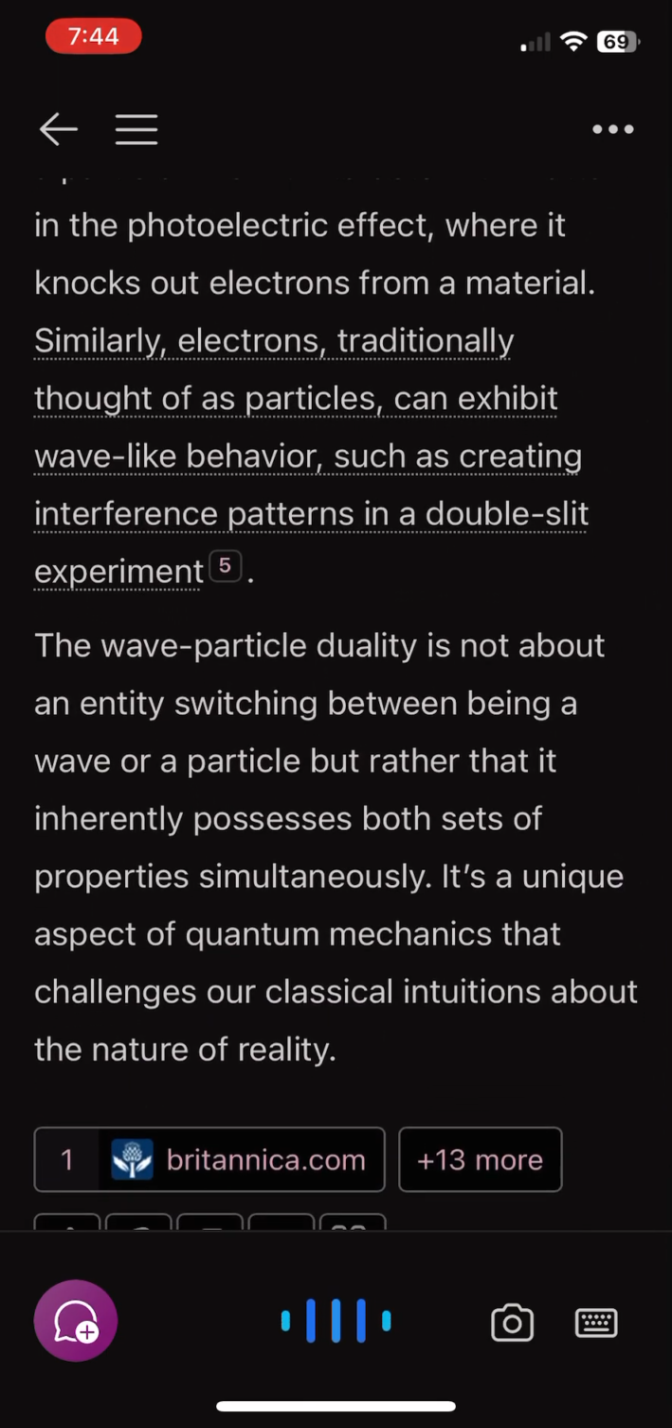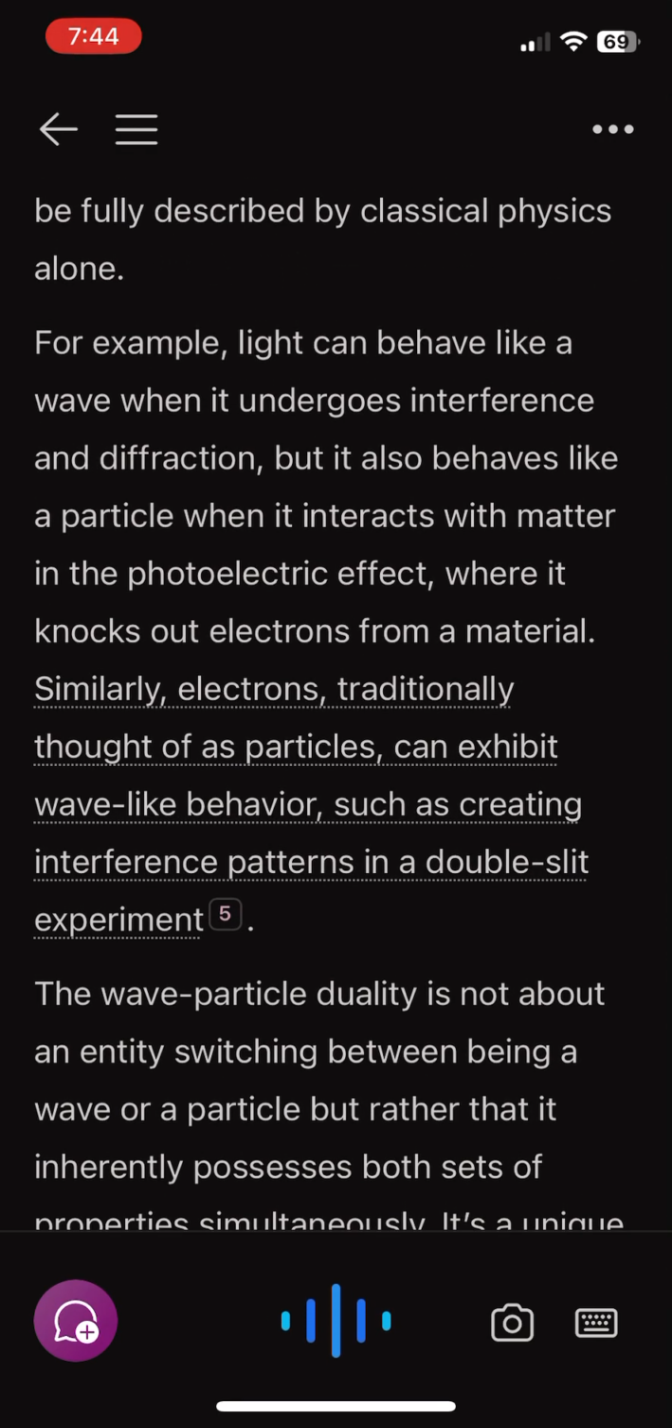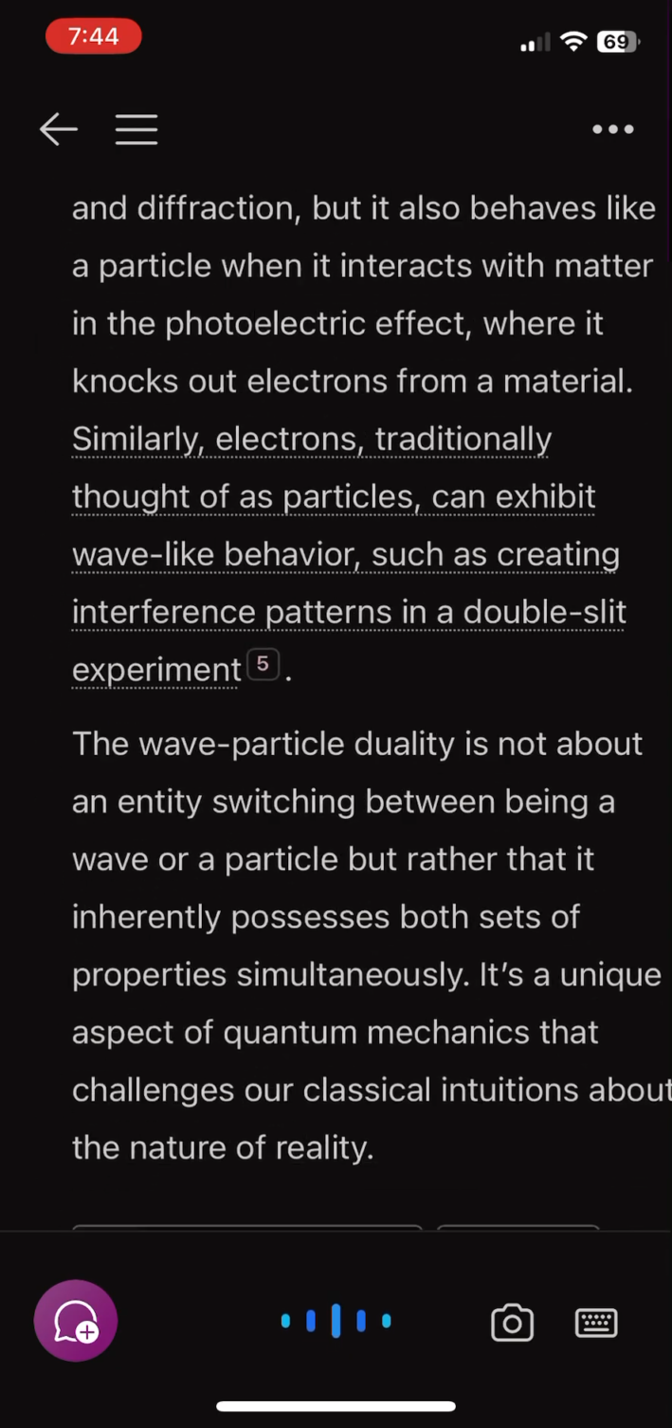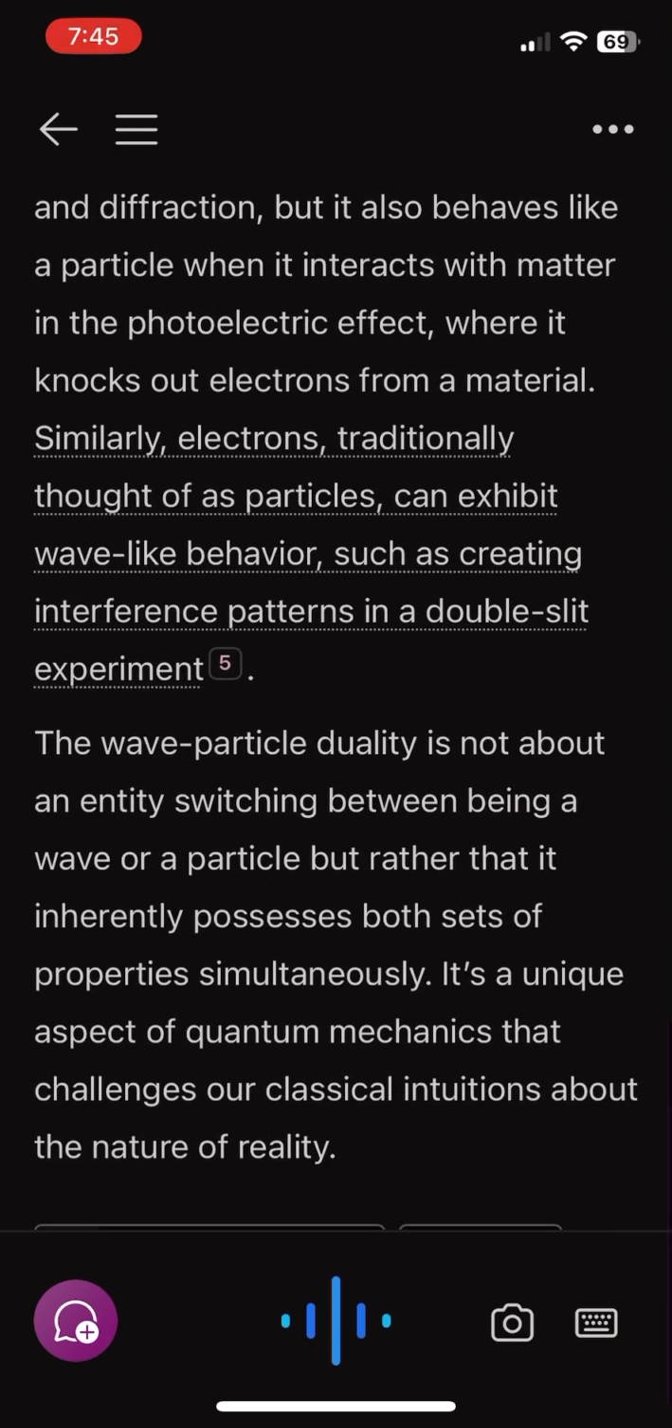Similarly, electrons, traditionally thought of as particles, can exhibit wave-like behavior, such as creating interference patterns in a double-slit experiment. The wave-particle duality is not about an entity switching between being a wave or a particle, but rather that it inherently possesses both sets of properties simultaneously. It's a unique aspect of quantum mechanics that challenges our classical intuitions about the nature of reality.